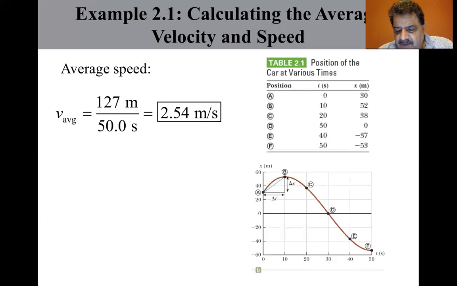This ends our discussion of section 2.1. Next, we will discuss section 2.2, instantaneous velocity and speed.